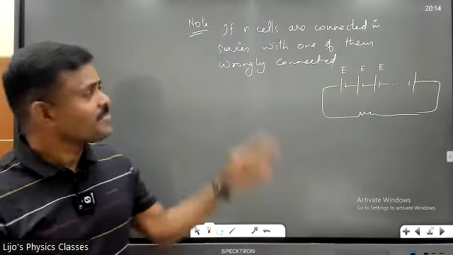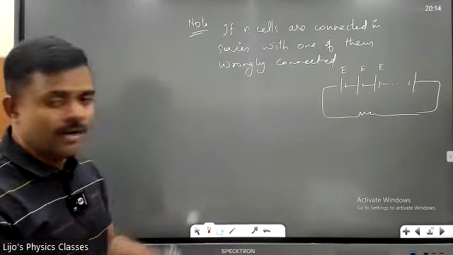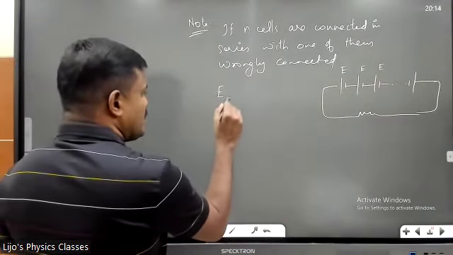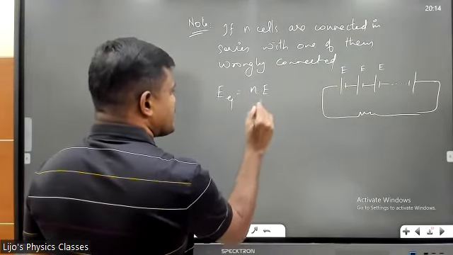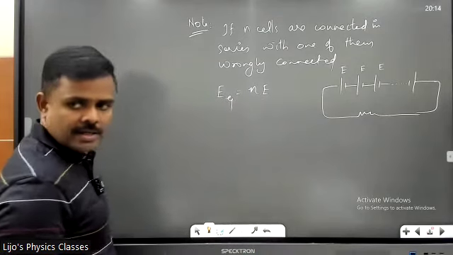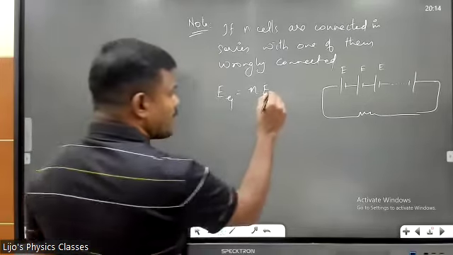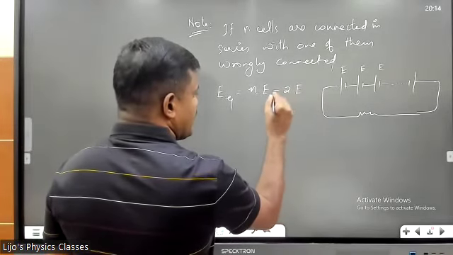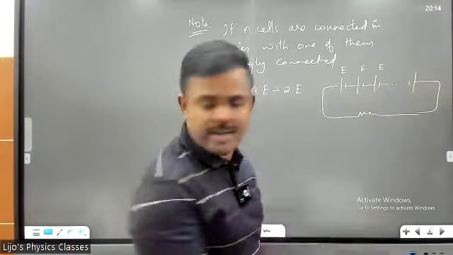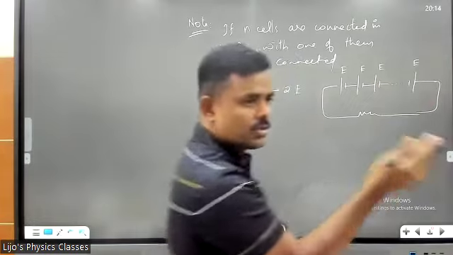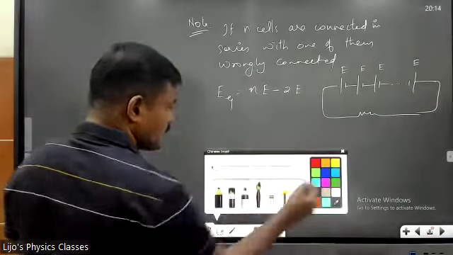So if n cells are connected in series and with one of them wrongly connected, you can write E equivalent. N cells in series, effective is Ne. One of them wrongly connected means it will nullify one more cell. One cell in wrong connection will cancel one more cell. So 2 cells are gone effectively. Understood? That is why we take Ne minus 2E. Put this in a box.